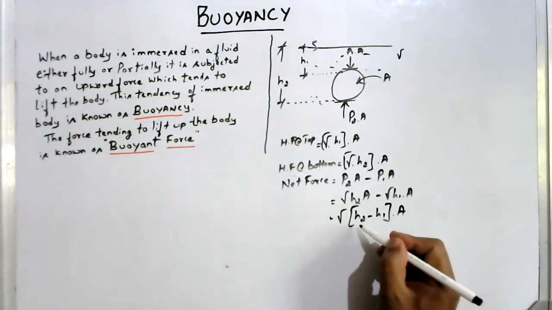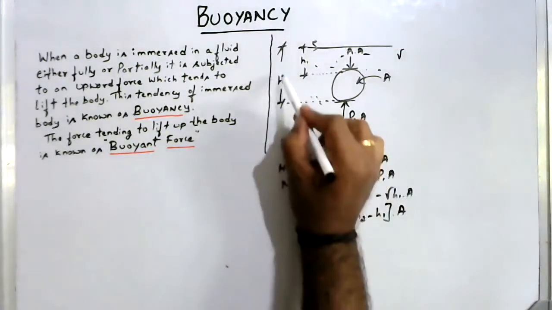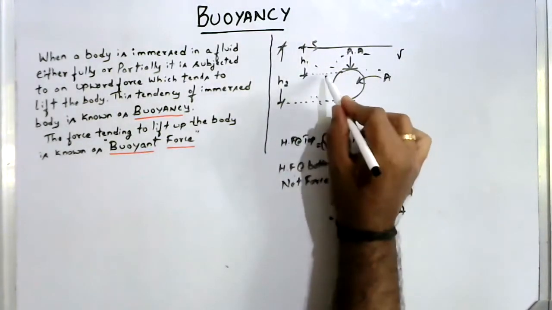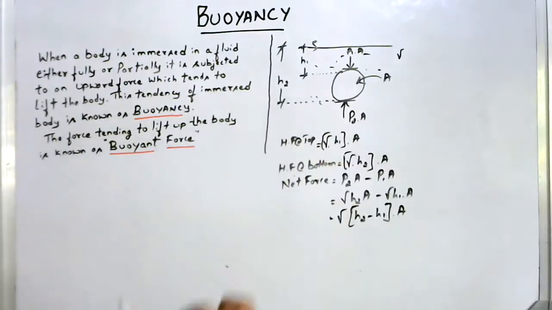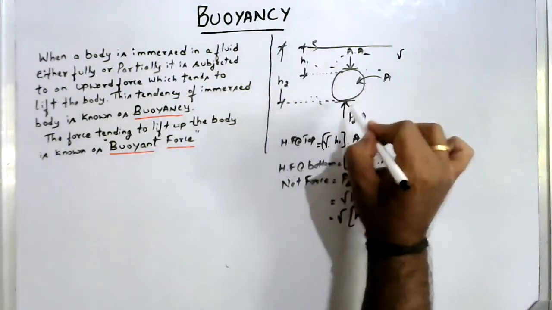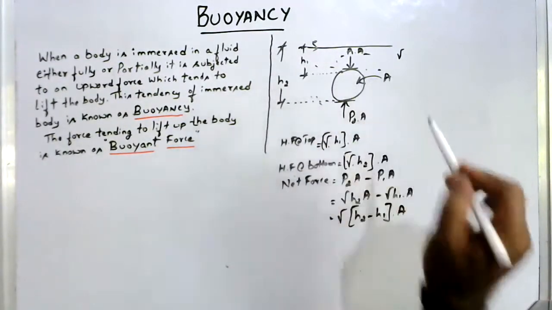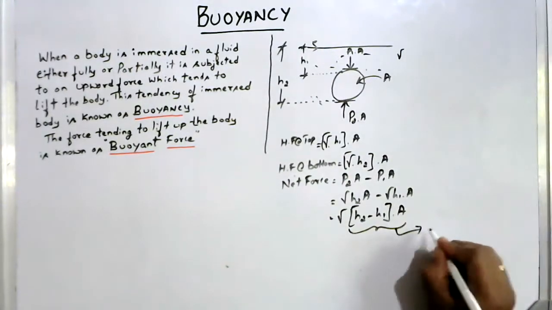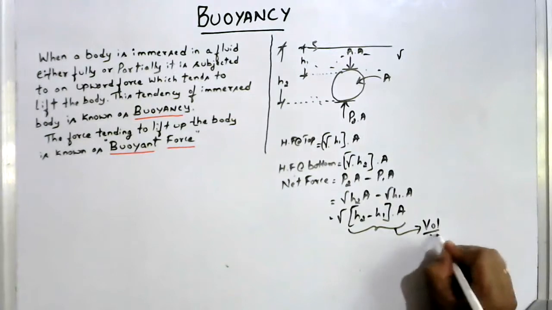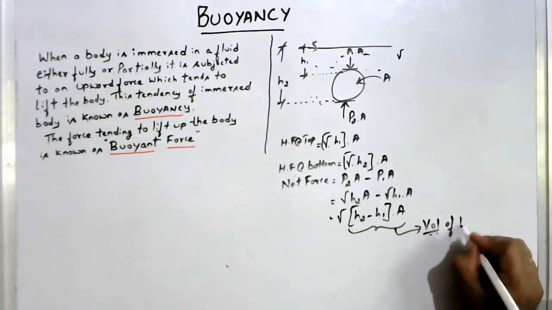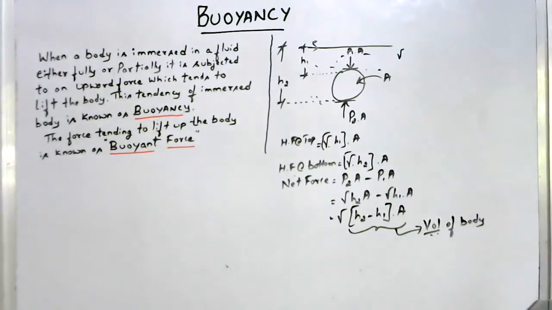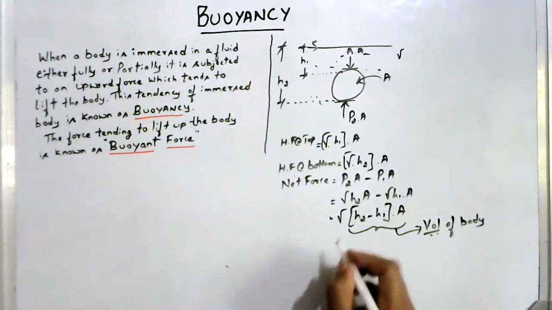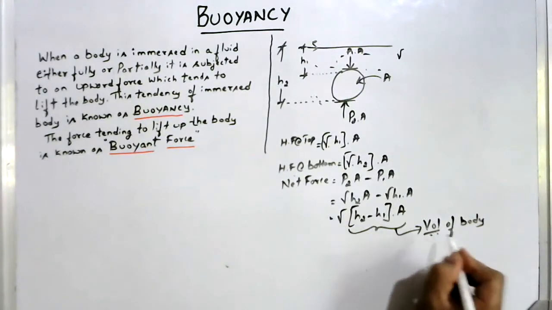What is h2 minus h1 here? h2 minus h1 is nothing but the height of this immersed body. This height multiplied by the cross-sectional area of this body is nothing but volume. Volume of what? The body. So the specific weight multiplied by the volume of the body.